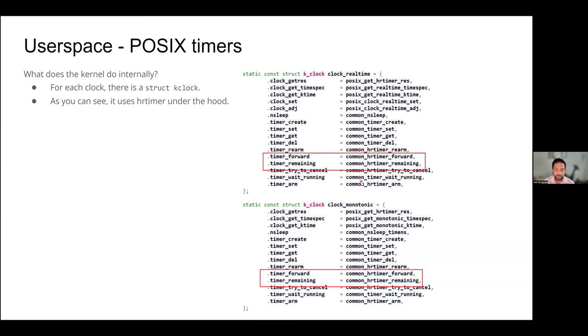And that's also important to know because it's historical. When HR timers came out, one of the use cases was to support POSIX timers, because you have these high resolution clocks and you want to use them to run timers. Before the high-res timer infrastructure, that was not possible in the kernel. So keep in mind that it's using the high-resolution timer under the hood when you're using POSIX timers.